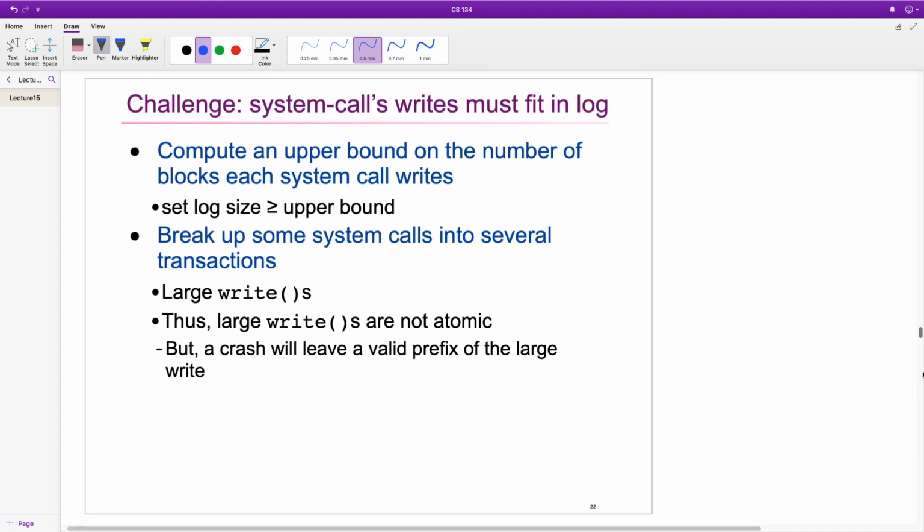We talked about the fact that the writes must fit in the log. And so since the writes are sort of unbounded, we just figure out how many. We basically want to find, for every system call, what's the maximum number of blocks it can touch. And we want to make sure the log size is at least as big as that. Writes are a special issue, so we're going to break those up into multiple transactions.